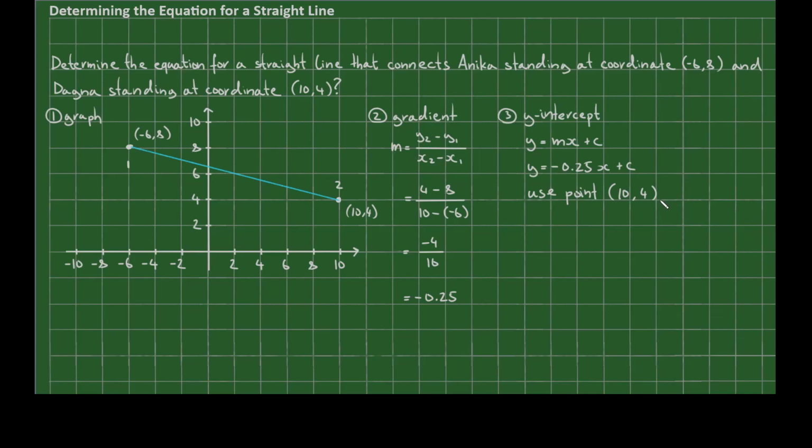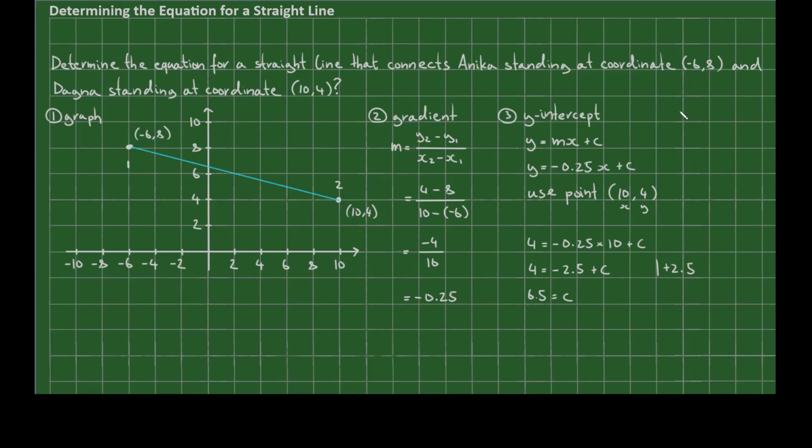I like to remind myself which one is the x and which one is the y. This means that I will have 4 equals -0.25 multiplied by 10 plus c. -0.25 multiplied by 10 is -2.5. And so we are left with 4 equals -2.5 plus c. I need to transpose the -2.5 by addition, and that will leave me with 6.5 equals c. Beautiful, I have my y-intercept. What is more, it matches my graphical solution.